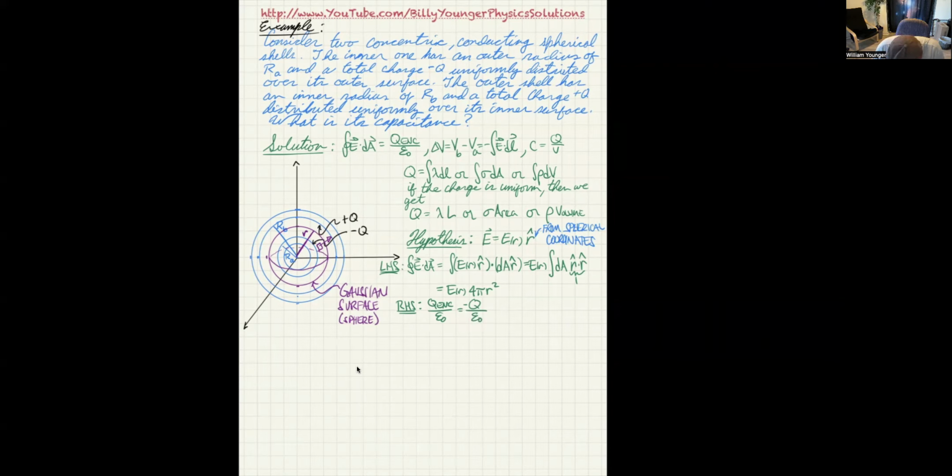Now we set the right-hand side equal to the left-hand side. Well, I should probably put the right-hand side on the right-hand side, so maybe it'd be nicer if I wrote that the other way. So I'll put left-hand side equals right-hand side. And what we get is E of R times 4 pi R squared is equal to negative Q over epsilon naught. And using our original hypothesis that E is equal to E of R times R hat, I can now say that the electric field E is in fact negative Q over 4 pi epsilon naught R squared R hat.